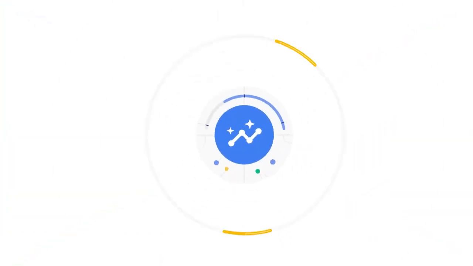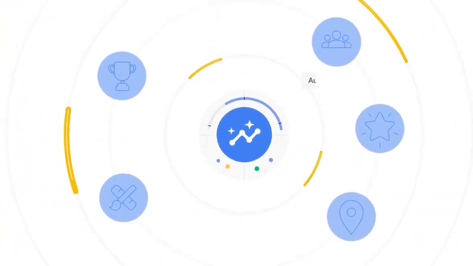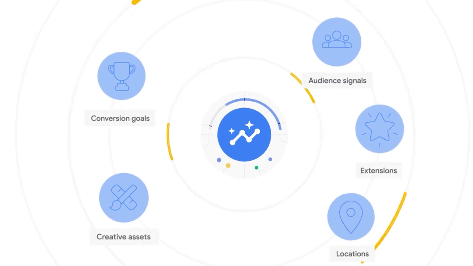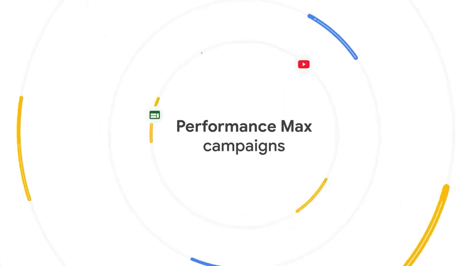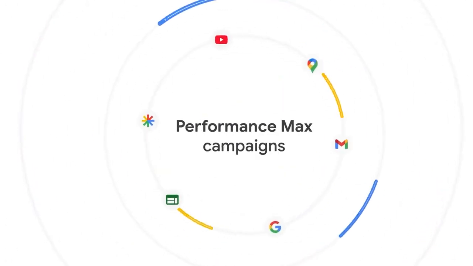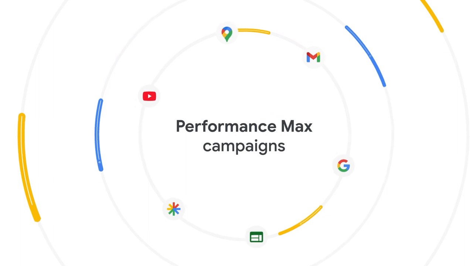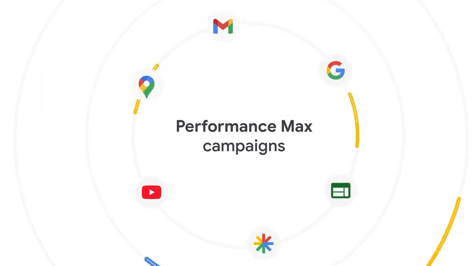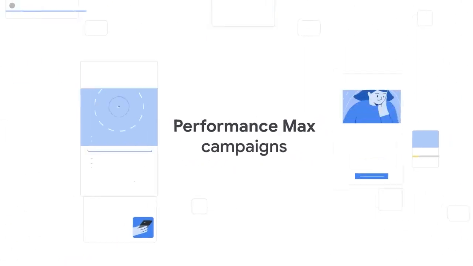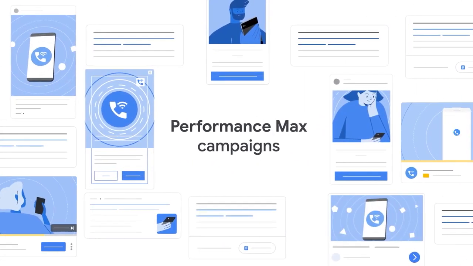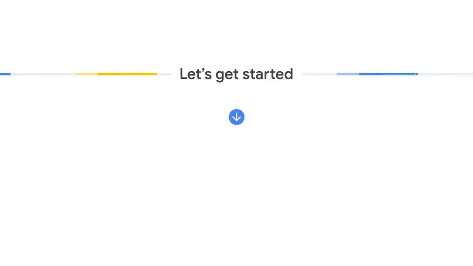Performance Max combines your goals and inputs with the power of automation to help you respond to dynamic shifts in consumer demand in real time. This allows you to invest where new conversion opportunities are, no matter which channel they're on. Creating and managing a Performance Max campaign is simple. At the same time, it's important to provide automation with the right high-quality ingredients to drive the best results. Follow these steps to get started with your first campaign.